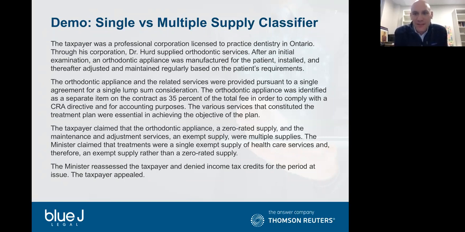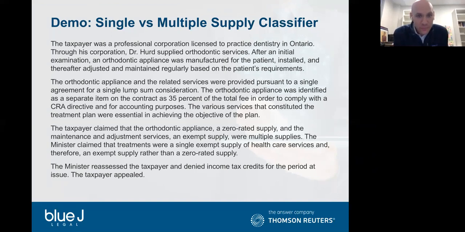And essentially how this works is there's an initial examination. You go in and you talk to Dr. Hurd, and Dr. Hurd takes a look at your impressions, takes a look at your mouth, and says, okay, what are you hoping to achieve with these services? And has a conversation with the patient, and it goes back and forth. And then Dr. Hurd makes a recommendation about a treatment plan and the right appliance that would achieve the objectives that the patient and the professional decide on together. And so they decide on this appliance. He answers all the questions that they may have, and they agree on a treatment plan.